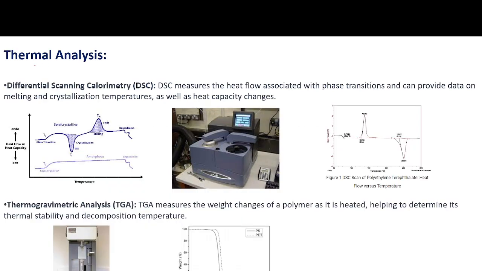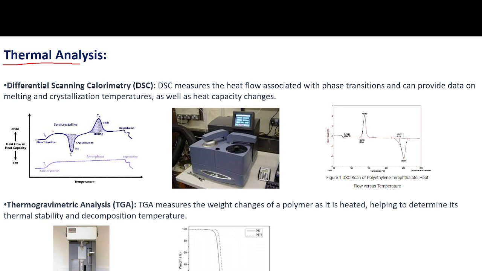There is another technique, thermal analysis. A small molecule gives a sharp melting temperature, but a polymer, being a larger molecule, does not give any sharp melting temperature. When we heat a polymer sample, there is a slight change in the heat flow. This is the glass transition temperature.